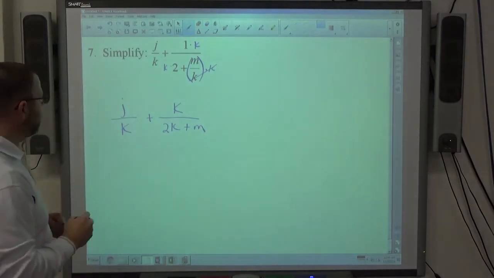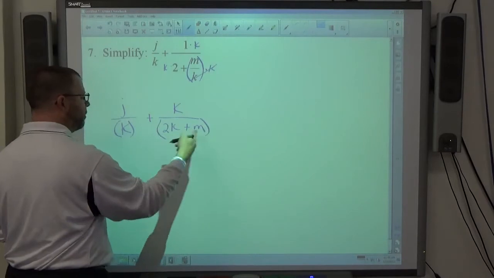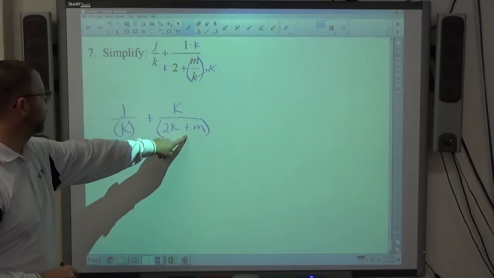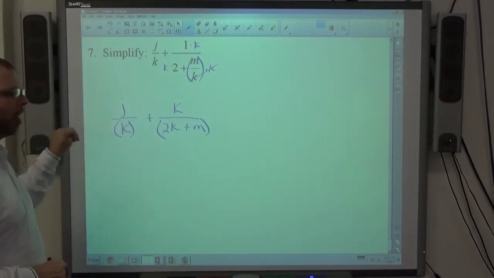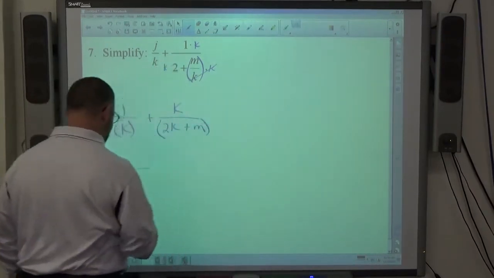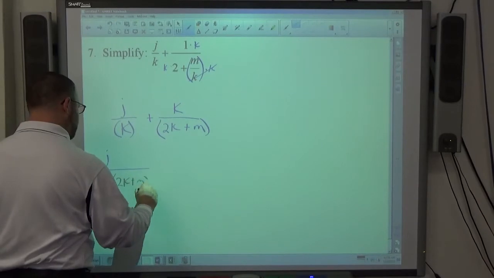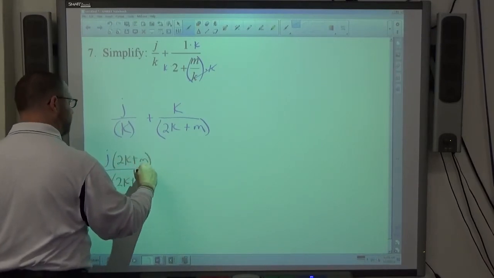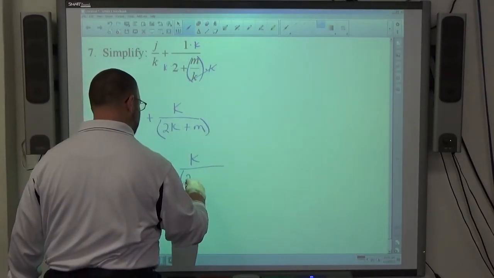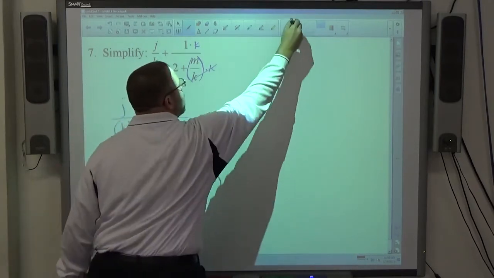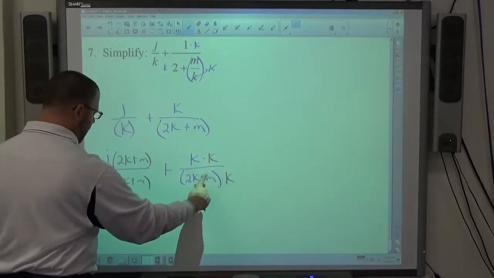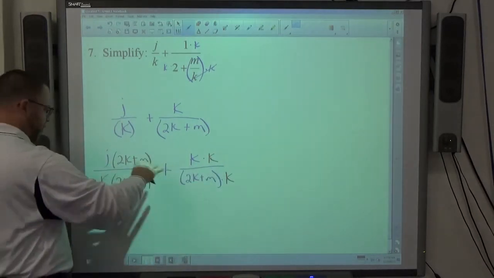At this point, looking at the denominators, k and 2k plus m, different denominators, no common factors, so I need to multiply this fraction times k over k, this fraction times 2k plus m over 2k plus m. So j over k stays what it was, and we're going to multiply 2k plus m on top and bottom. K over 2k plus m stays the same as it was. And we're going to multiply top and bottom by k. And now both denominators have a k and 2k plus m, so now they're common denominators.